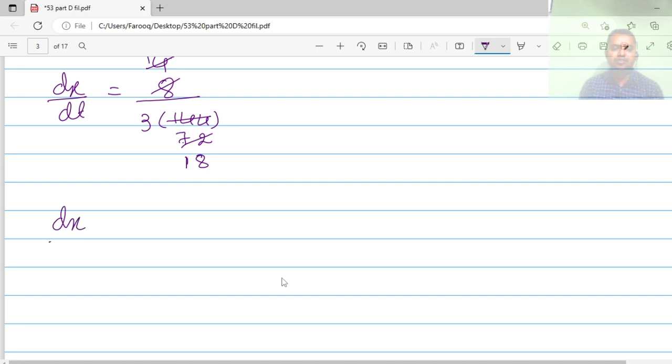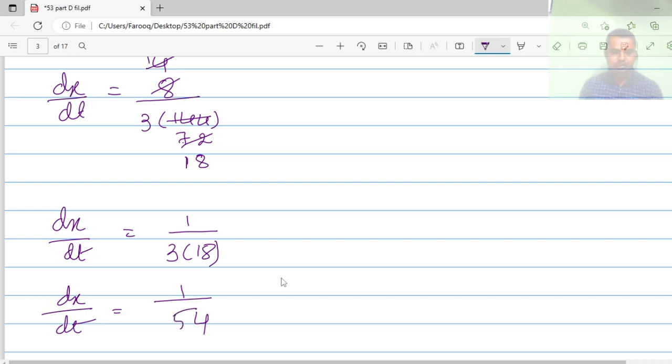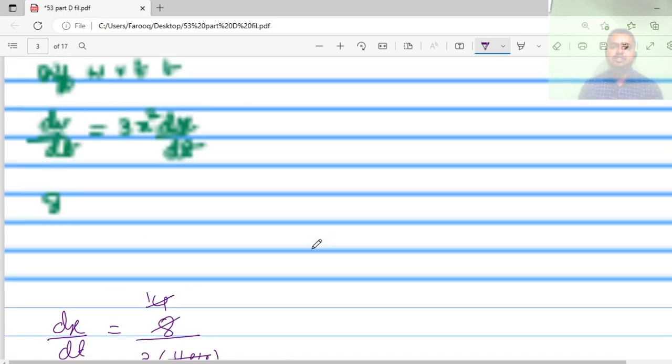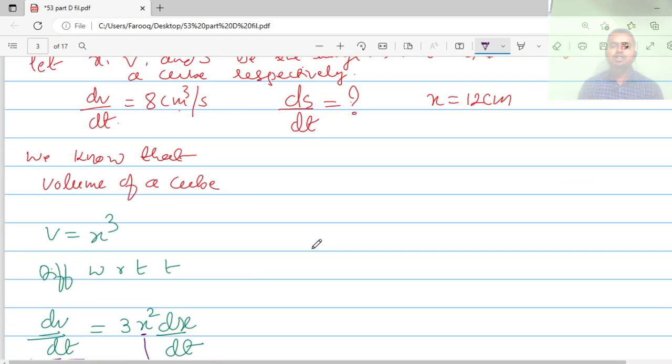dx by dt is 1 divided by 3 into 18. Now, 3 8s are 24, 3 1s are 3, 3 plus 2 is 5, so 54. Here dx by dt is 1 by 54. Yes, dx by dt.